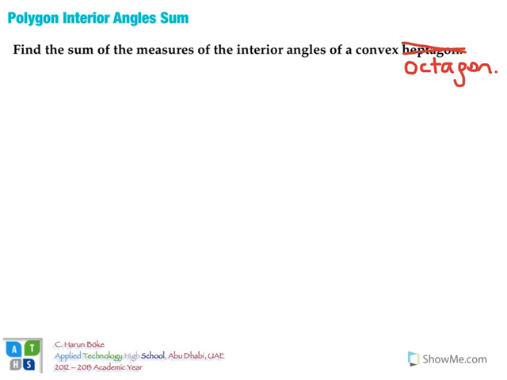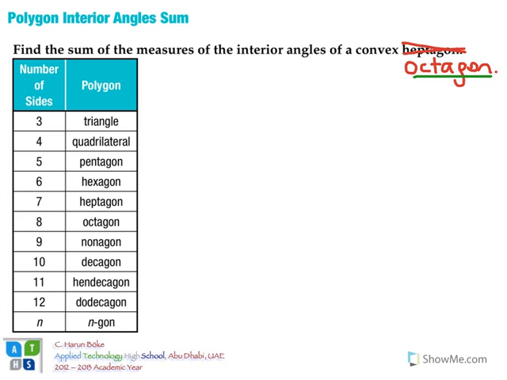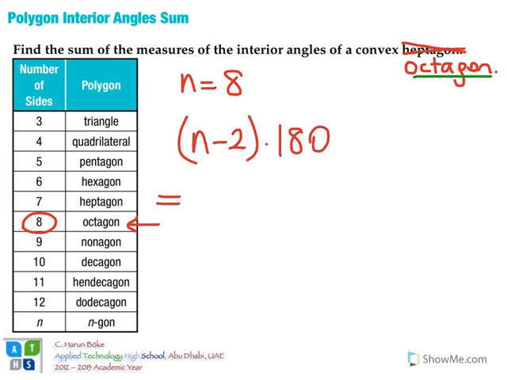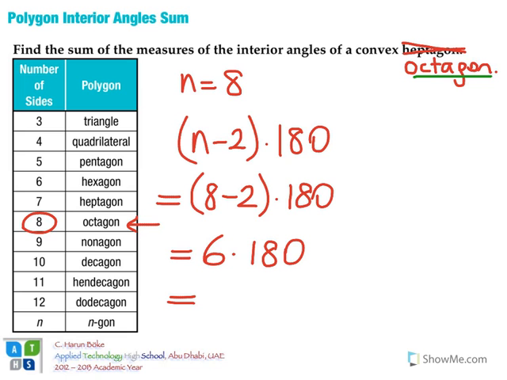So the question is, find the sum of the measures of interior angles of a convex octagon. Well, let's remember once more the names of the polygons. So looking at this table, we can find octagon to have 8 sides, so our number is 8. Hence, remember the formula, it was n minus 2 times 180. So I will substitute the value of n into the formula, which is 8. So it will be 8 minus 2 times 180. So the result will be 6 times 180, which will give us 1080 degrees as the sum of interior angles.